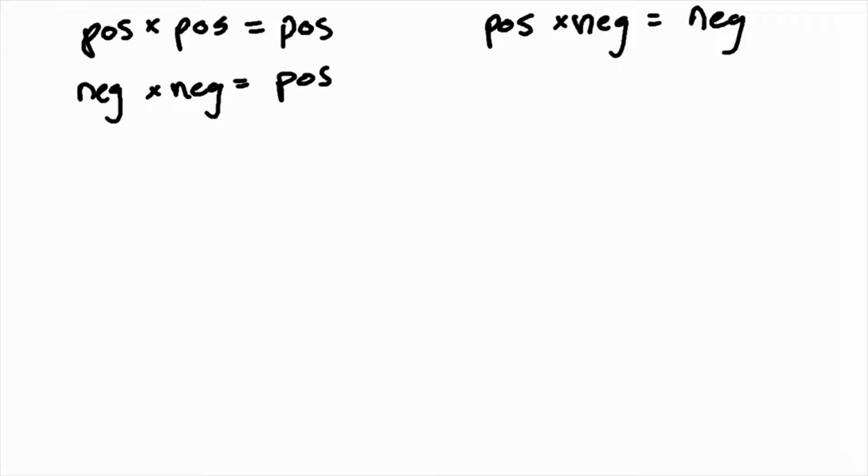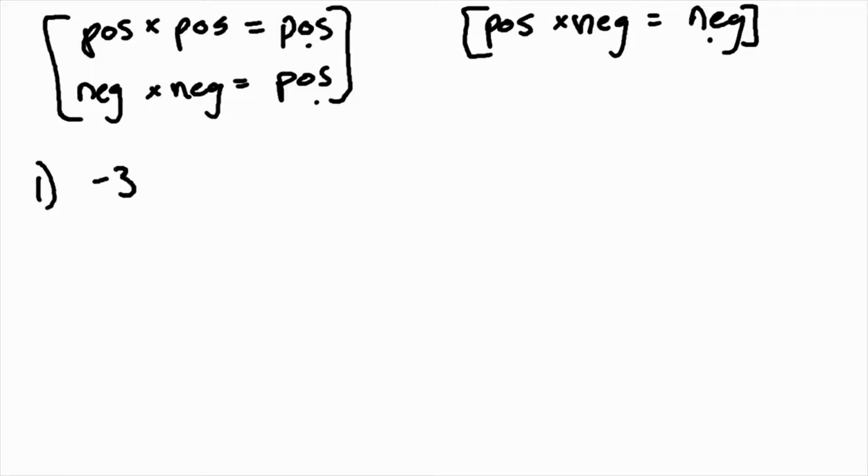So the quick way of remembering it is if the two things you're multiplying together have the same sign, your answer is going to be positive. And if they have a different sign, your answer is going to be negative. Let's have a look at a few examples.